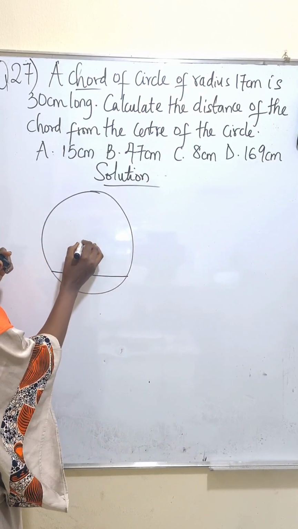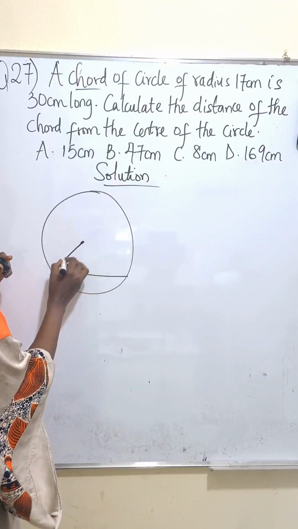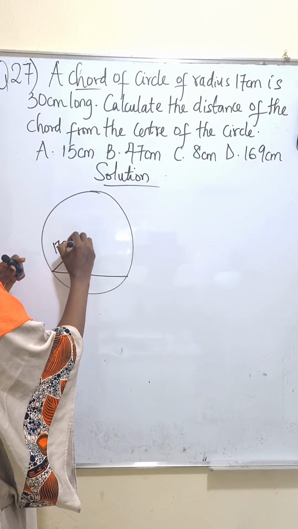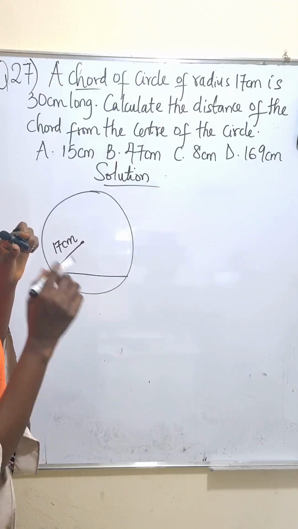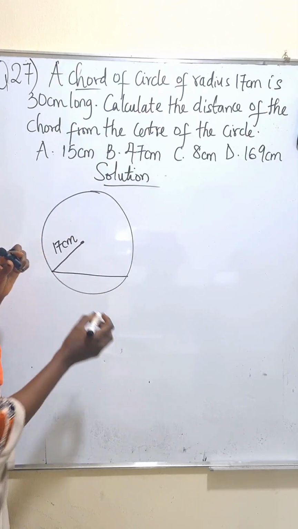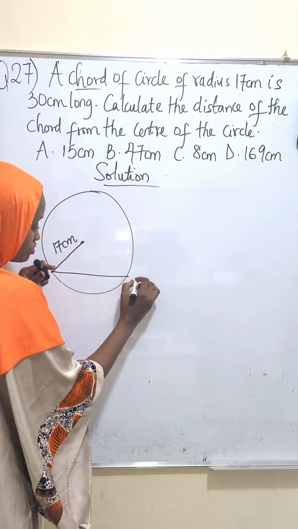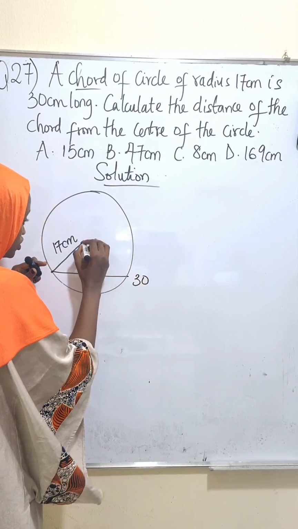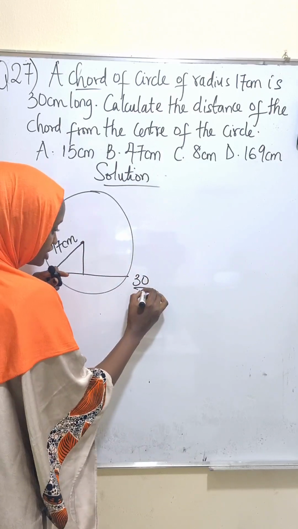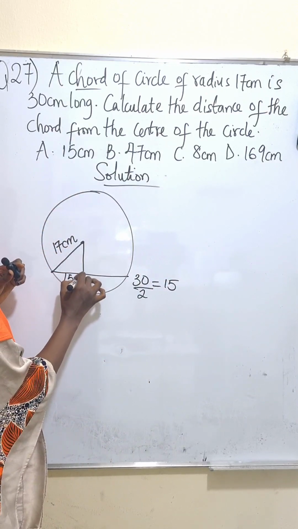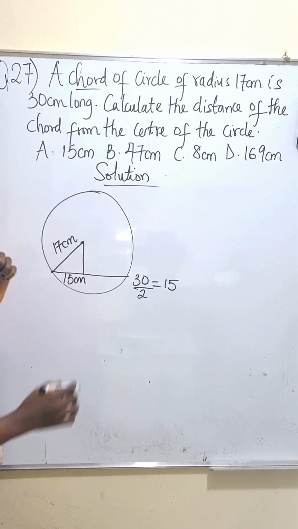So from the center of the circle, touching the circumference of the circle is where we have the radius. So here we have it as 17 centimeter, right? They say it is 30 centimeter long. That is the whole of this chord from the beginning to the end is 30 centimeter long, right? So to get half of this, you're going to say 30 divided by 2, which is 15. What that means is here we have it as 15 centimeter, right?